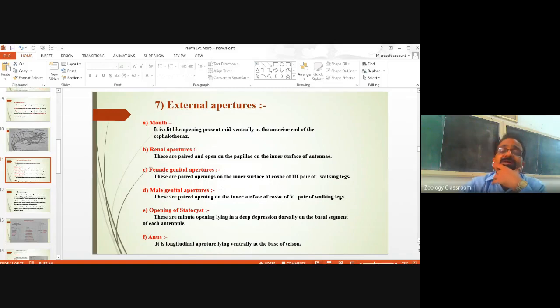त्याच पोझिशनला परंतु सेगमेंट हे बदलतो, पाय बदलतोय. इथं मेल जेनेटल अपर्चर्स, कोक्झालाच फक्त इथं पाय बदललेला आहे. फिफ्थ पेअर ऑफ वॉकिंग.